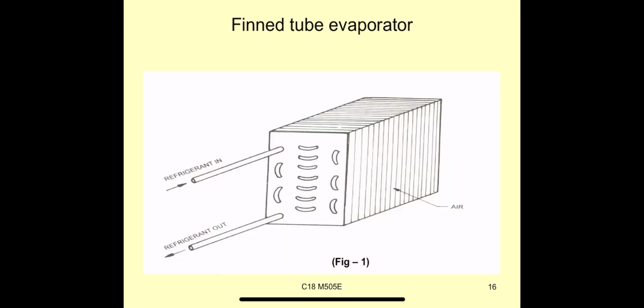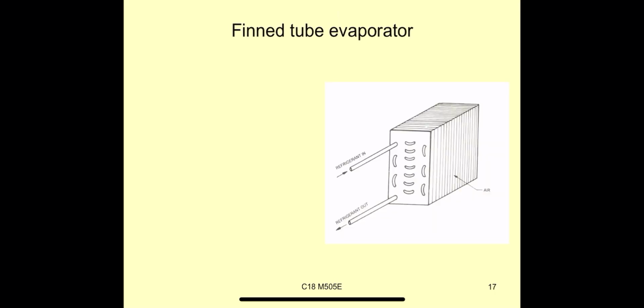Finned tube evaporator. This is the finned tube evaporator. In the finned tube evaporator there is refrigerant in, refrigerant out, and a number of finned tubes arranged in layers. The finned tube evaporator is widely used in air conditioning applications.